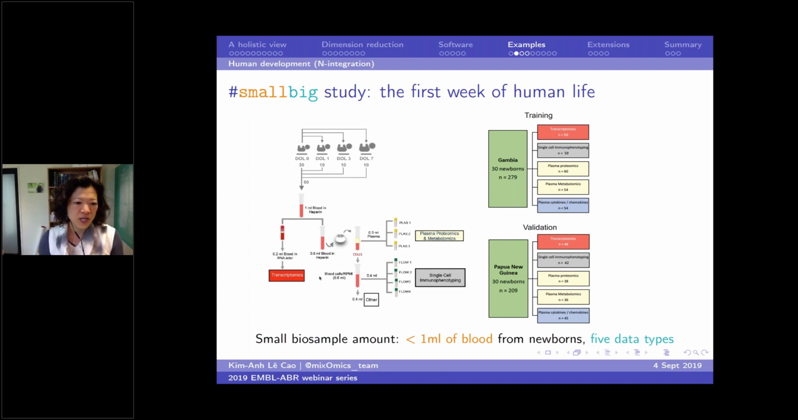And from there, we could measure the transcriptomics, the proteomics, the metabolomics, some immunophenotyping measures, and some other types of measures. What is great about this study is we had a training data set from Gambia, but we also had a validation data set, and that was really important for us to validate our results from our analysis.